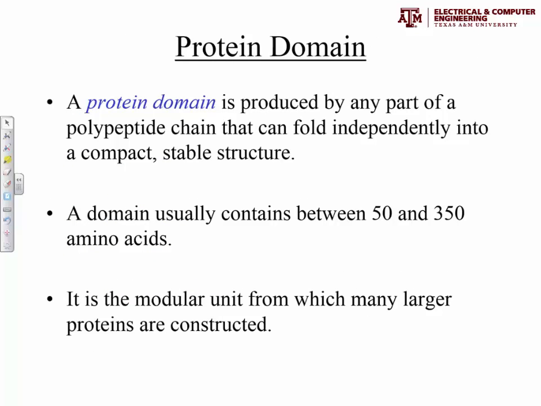Now again, some terminology. A protein domain is produced by any part of a polypeptide chain which can fold independently into a compact stable structure. So you have a polypeptide chain for a protein. If a part of this can independently fold into some structure, then you call that a protein domain. A domain usually contains between 50 and 350 amino acids, and it is the modular unit from which many larger proteins are constructed.